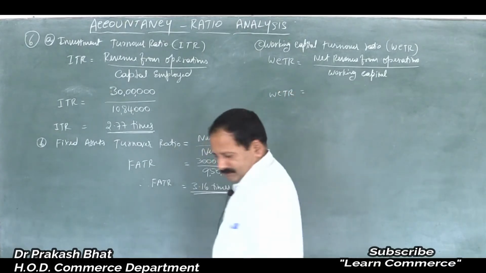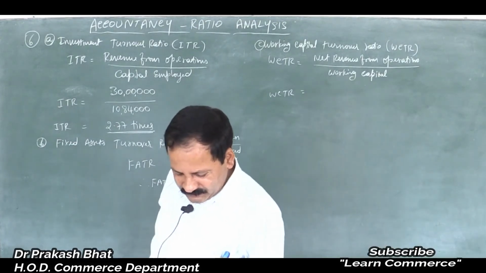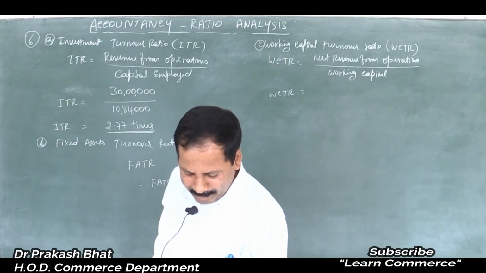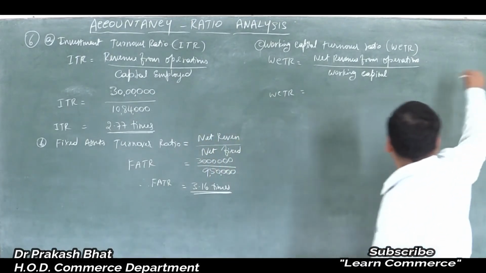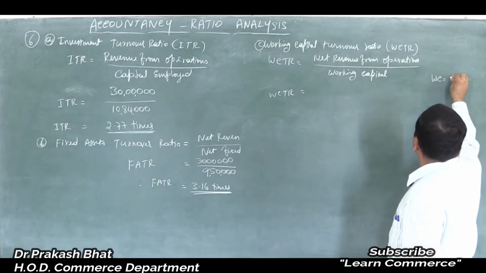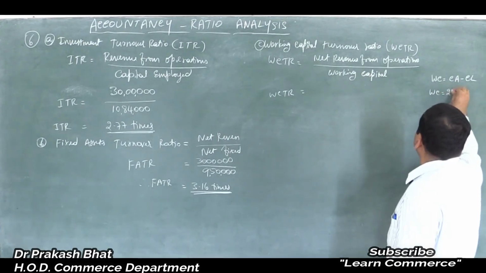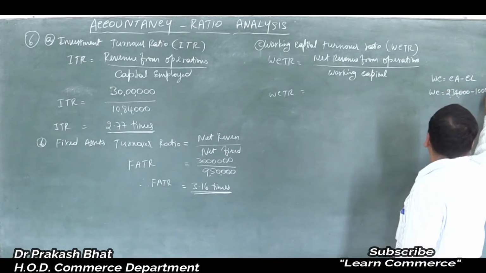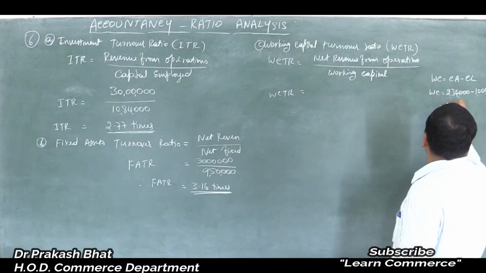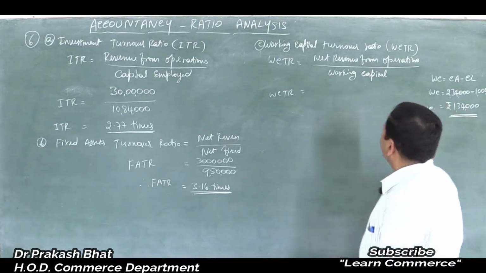WCTR is equal to, substitute the figures. Current assets is given, current liability is given; current assets minus current liability is equal to working capital. Working capital is equal to CA minus CL. That is, WC is equal to 234 minus 1 lakh, which is rupees 1,34,000. Therefore, WC is equal to 1,34,000.